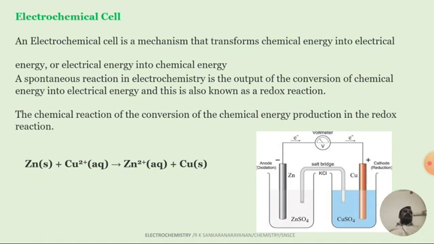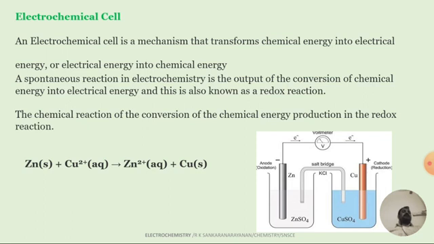An electrochemical cell is a mechanism that transfers chemical energy into electrical energy or electrical energy into chemical energy. This is common to all. It is a spontaneous reaction. In electrochemistry, the output is the conversion of chemical energy into electrical energy, and this is also known as a redox reaction. Here both reactions, reduction and oxidation, take place simultaneously.